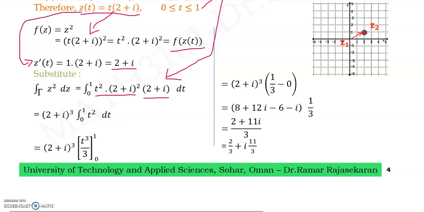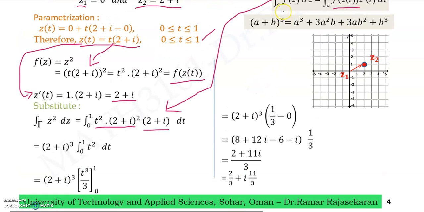Integration of t squared is t cubed over 3, with limits 0 to 1. So here (2 plus i) whole cube, substitute the limits for t: upper limit is 1, lower limit is 0. That's why you will get 1 by 3 minus 0. Now expand (2 plus i) whole cube using the rule (a plus b) whole cube equals a cube plus 3a squared b plus 3ab squared plus b cube. So you will get 8 plus 12i minus 6 minus i, multiplied by 1 over 3. So your final answer is 2 over 3 plus 11 over 3 i. This is in the form a plus bi.